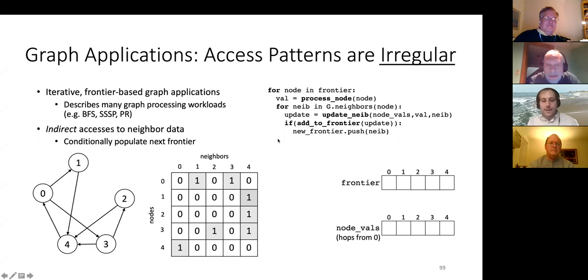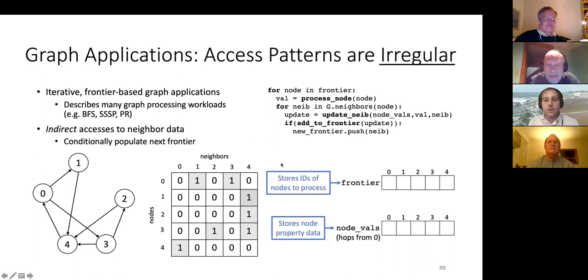Let's go through a quick example. Right here, you have a graph, how it might look as an adjacency matrix, and some code for computing the breadth first search. You start off by storing the root node in your frontier. We're going to start off at zero, so that goes in our frontier. And in a breadth first search, you're always zero steps away from yourself. That takes care of this node.